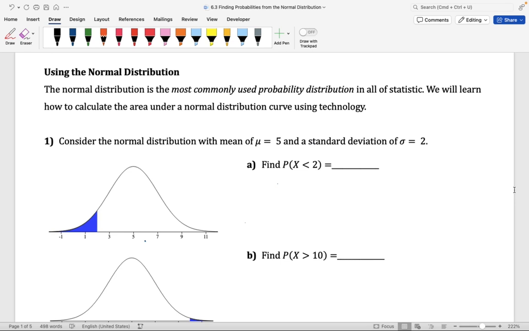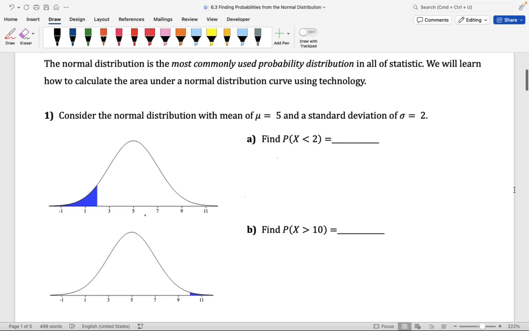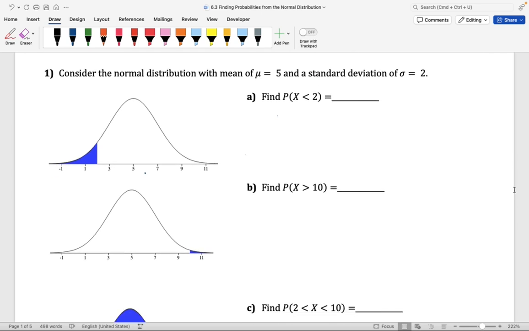Okay, so that is going to be the case with exercise number 1. We're going to imagine that a random variable follows a normal distribution with a mean equal to 5 and a standard deviation equal to 2. With that information, we can go ahead and create a normal distribution, and we can go ahead and compute probabilities. Now, I'm going to show you how to calculate these probabilities using technology. First, I'm going to show you how to compute probabilities using a TI-84 calculator.